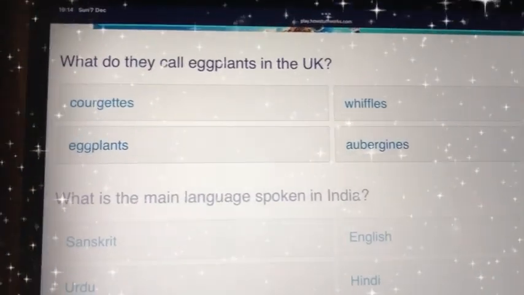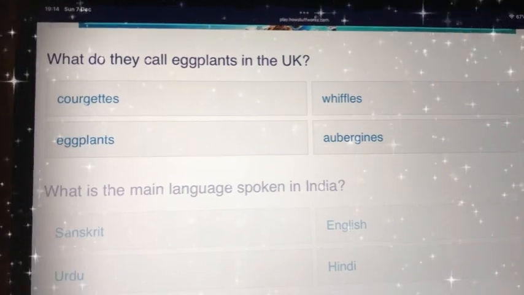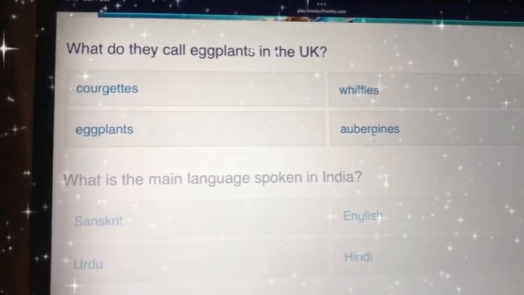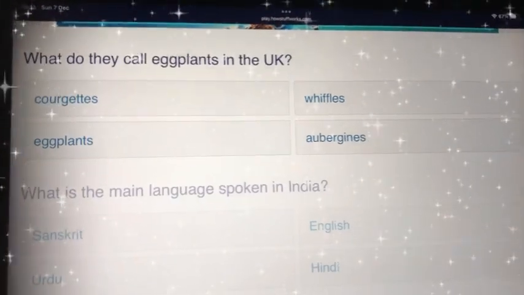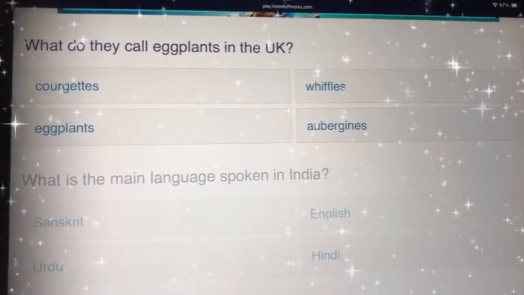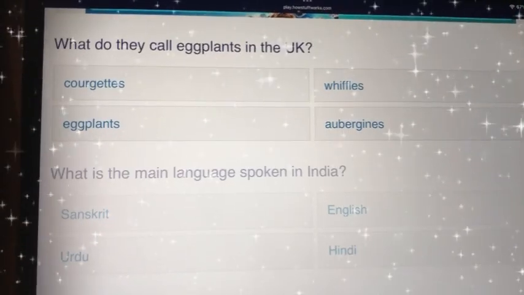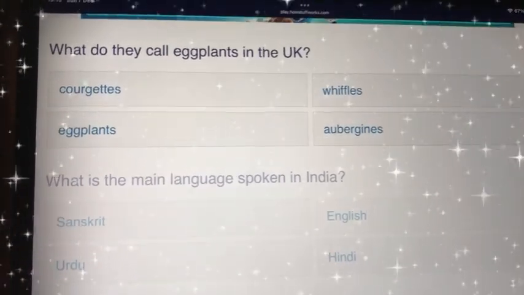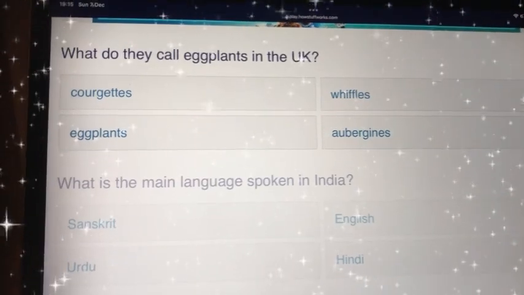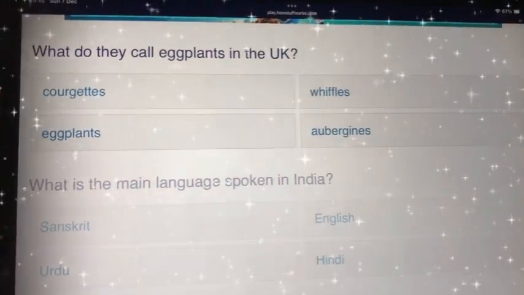What do they call eggplants in the UK? Eggplants, right. Food is not my best subject. I know that for a fact. Food and drink, especially when I'm playing something like Trivial Pursuit. But I do know that aubergines are what they're called in the UK. Not courgettes. Courgettes, I believe, are potato.